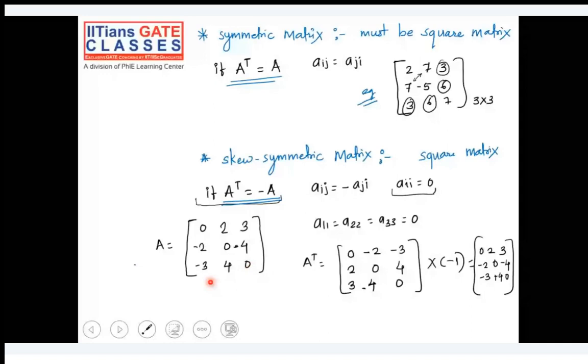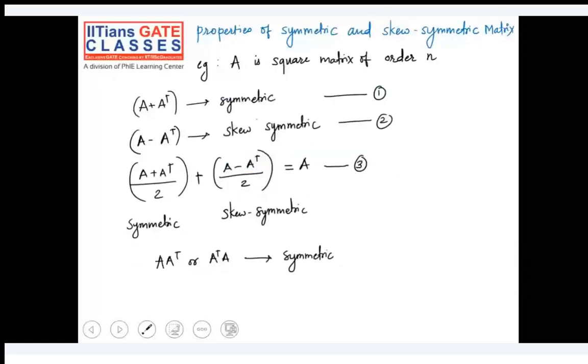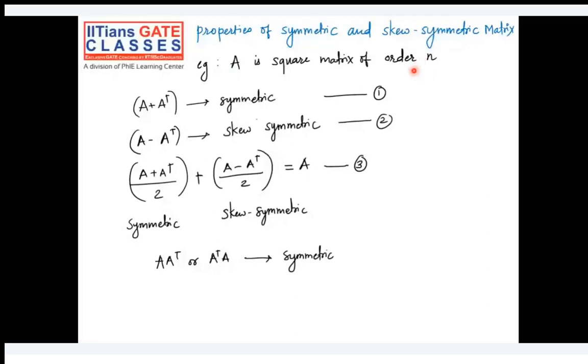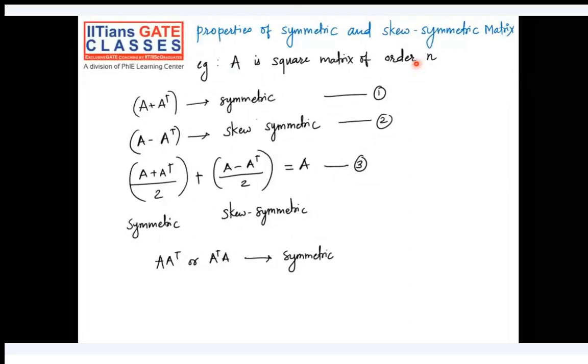Okay, so let's talk about some of the properties of symmetric and skew symmetric matrix. You now know what a symmetric matrix is and what a skew symmetric matrix is. If A is a square matrix of order n, maybe 2 cross 2 or 3 cross 3, then A plus A transpose is symmetric. Write down this property.